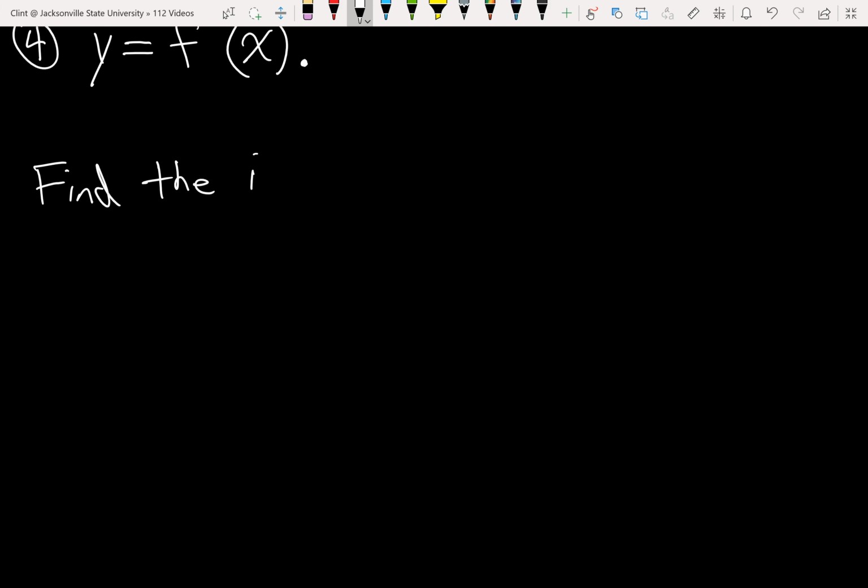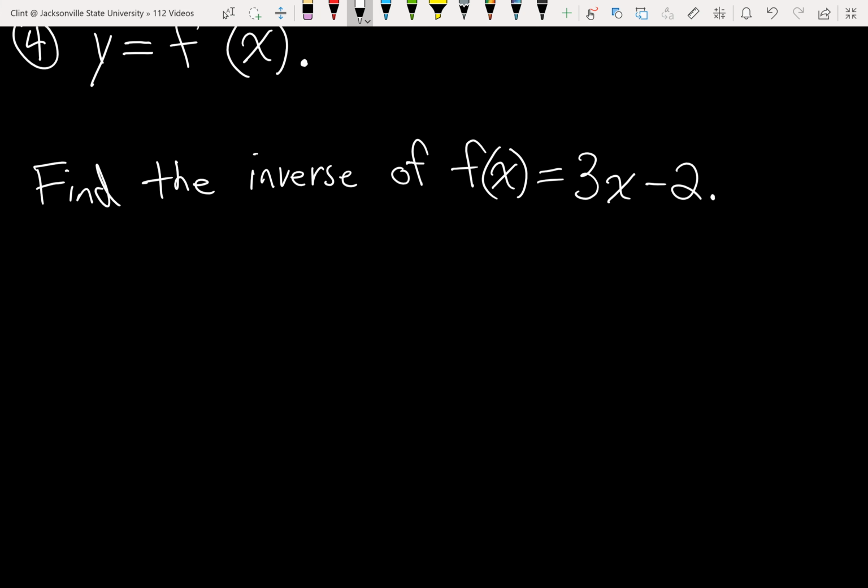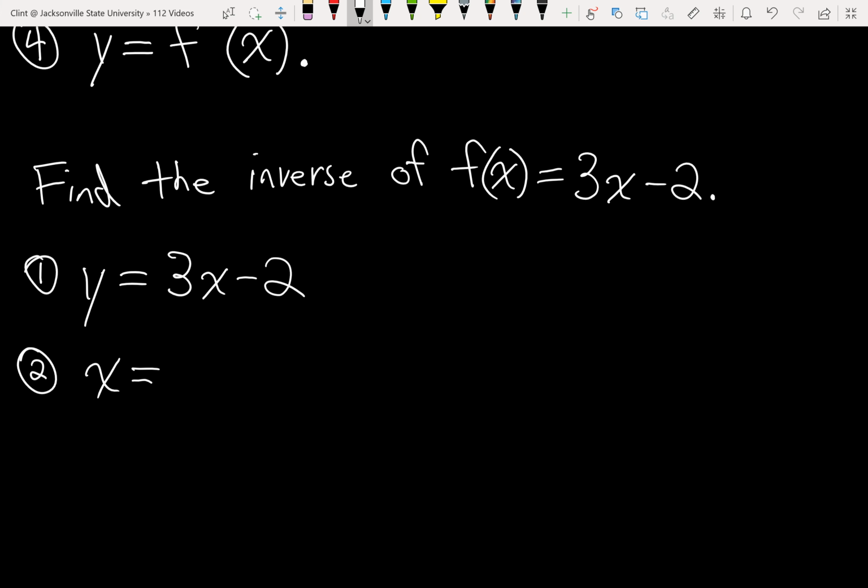Okay, we want to find the inverse of f of x equals 3x minus 2. Okay. So let's go through the steps. Step 1, instead of f of x, I'm going to say y equals 3x minus 2. Step 2, I'm going to switch x and y, so I'm going to say x equals 3y minus 2.